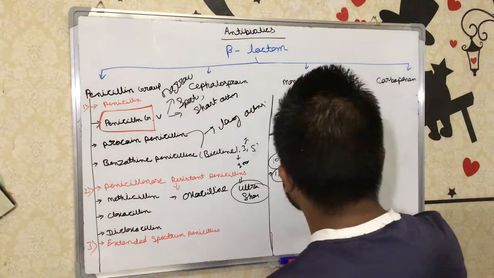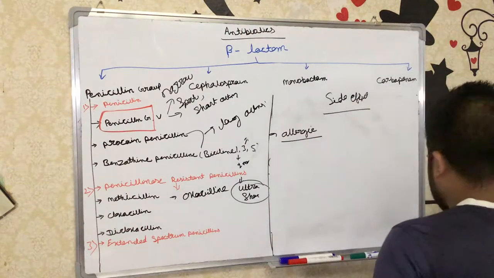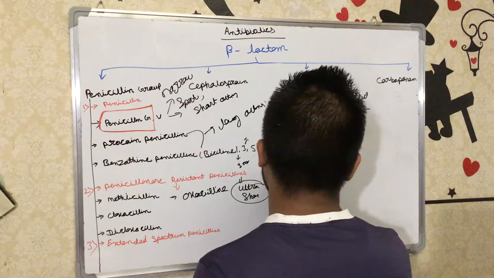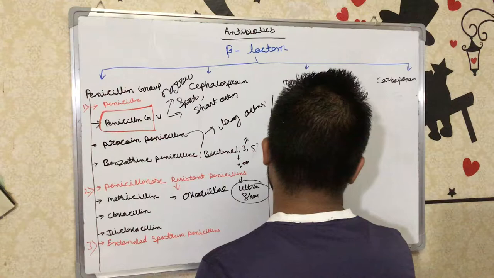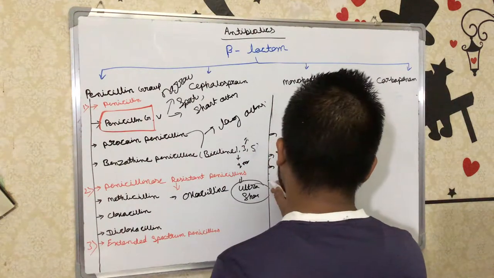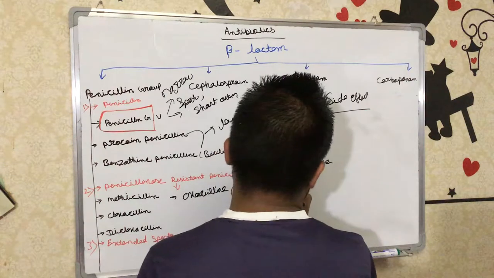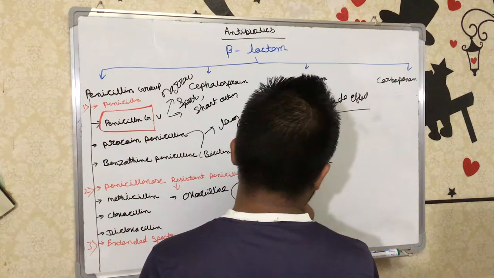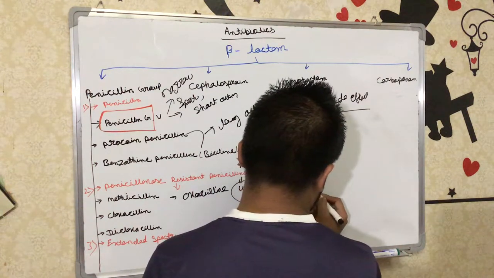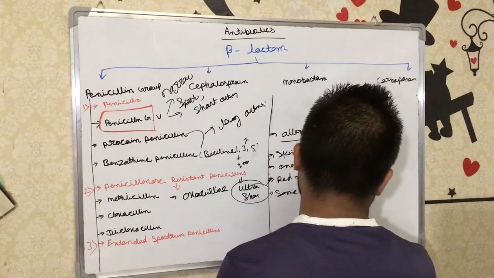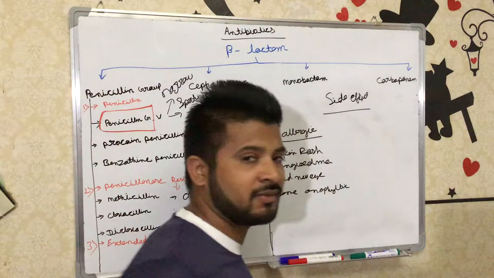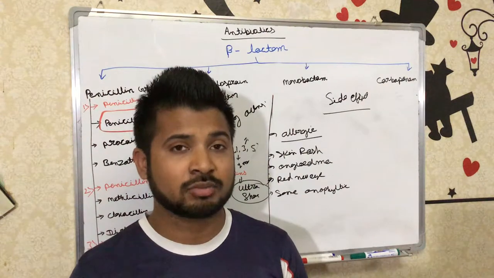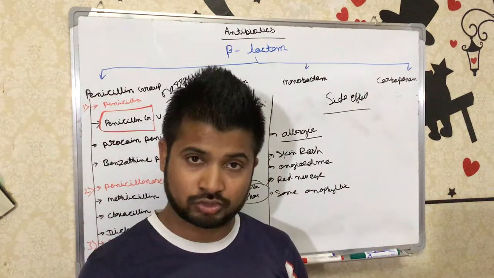Okay, so what could be an allergic reaction? Skin rash, then angioedema, then redness of the eye, and sometimes anaphylactic shock also. Anaphylactic shock is the main, popular side effect of penicillin. Even a low dose can cause it.